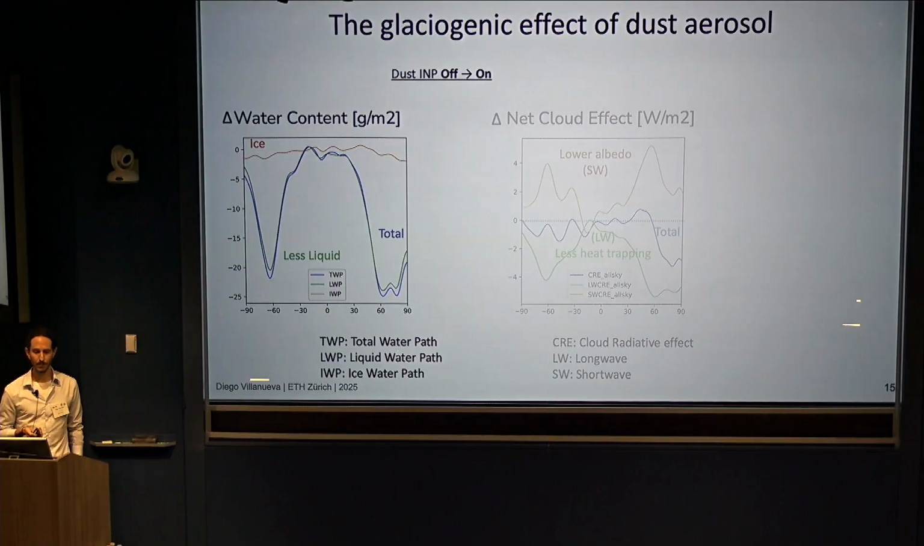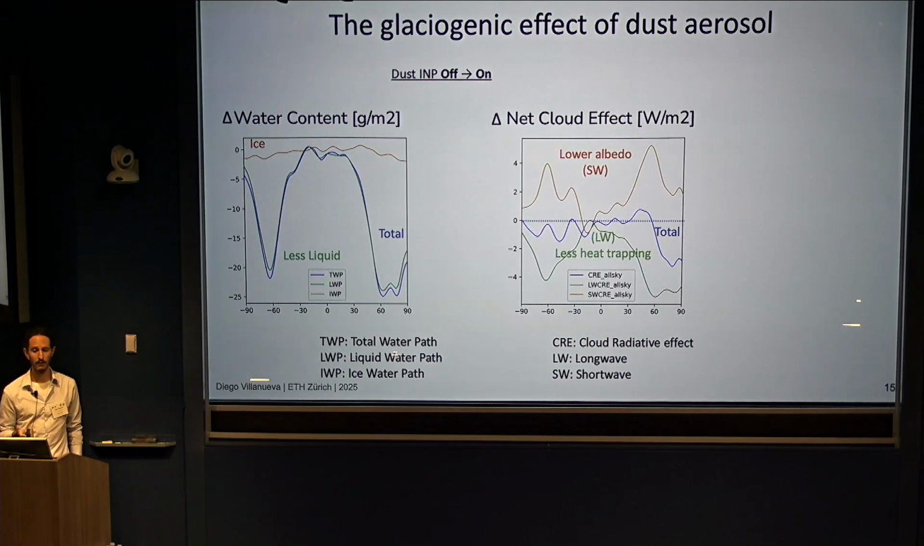As actually agreeing with the results of Jasper, we also see a thinning. So if you look at the water content, at least for the liquid water content, we see a really strong decrease after turning dust INP on in the model. And of course, because we are thinning these clouds, we expect to have some radiative cloud effect. Interesting is that for the ice, we don't see basically a thickening of the ice clouds. It's more about the liquid clouds that are getting thinner.